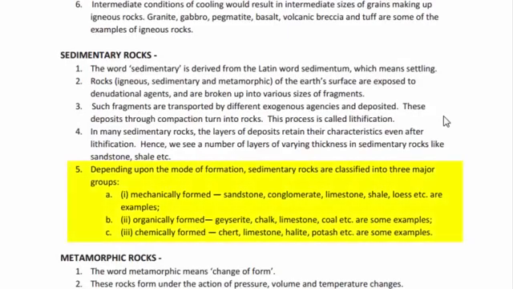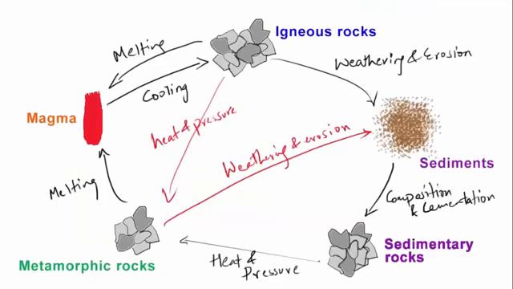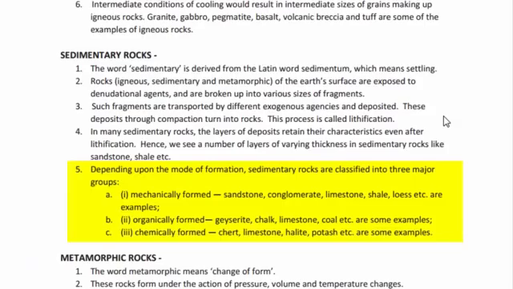Now depending upon the mode of formation, sedimentary rocks are classified into three major groups. The first one is mechanically formed. When we say mechanical, that means it follows a natural pattern. How rocks weather down, then become tiny soil debris, which later on with accumulation and compaction becomes a rock again. So this is a natural cycle, also known as the mechanical cycle.